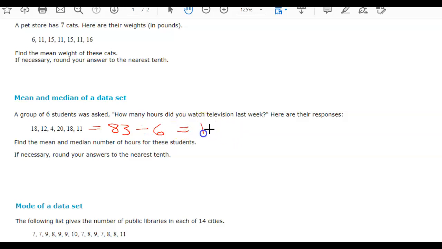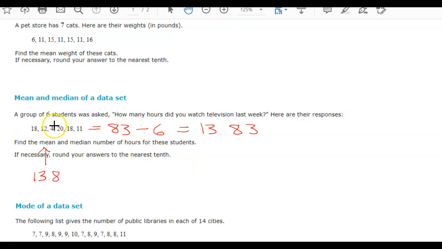So let's take that 13.83 and let's just round that to the nearest tenths. So the mean is going to be 13.8. Okay, so there's something that you have to be careful of. When you do the median, median is middle, the numbers have to be arranged in order from least to greatest.